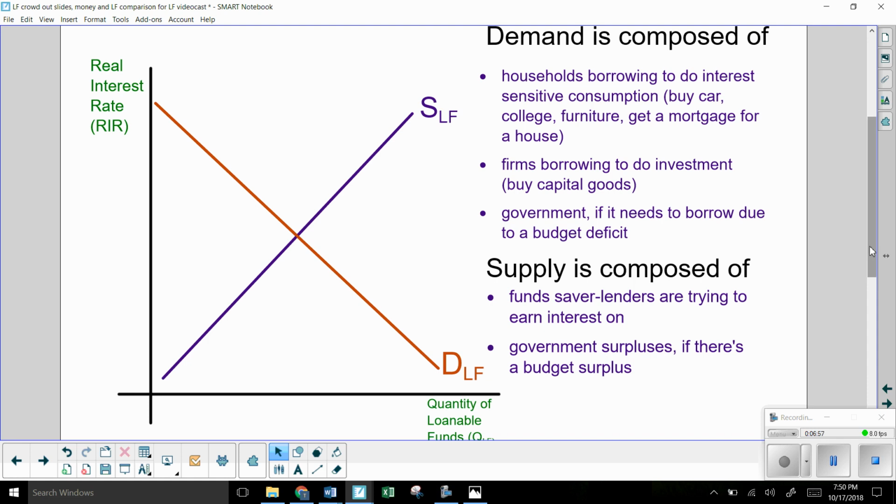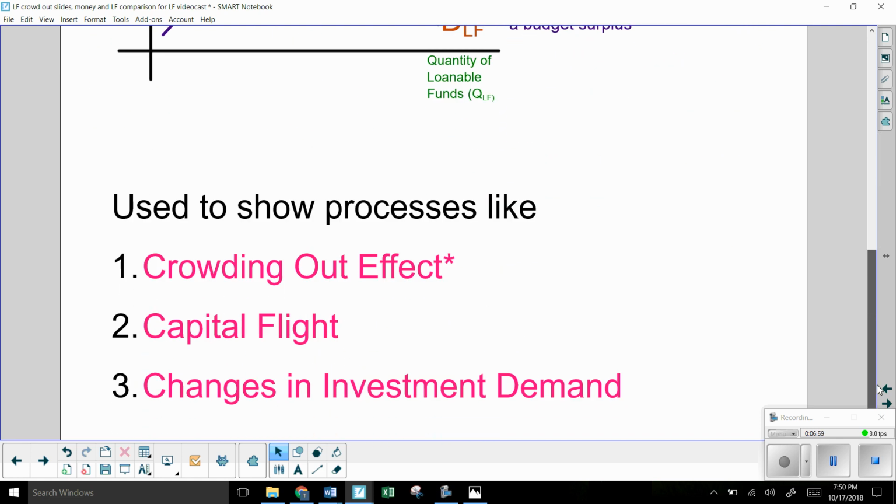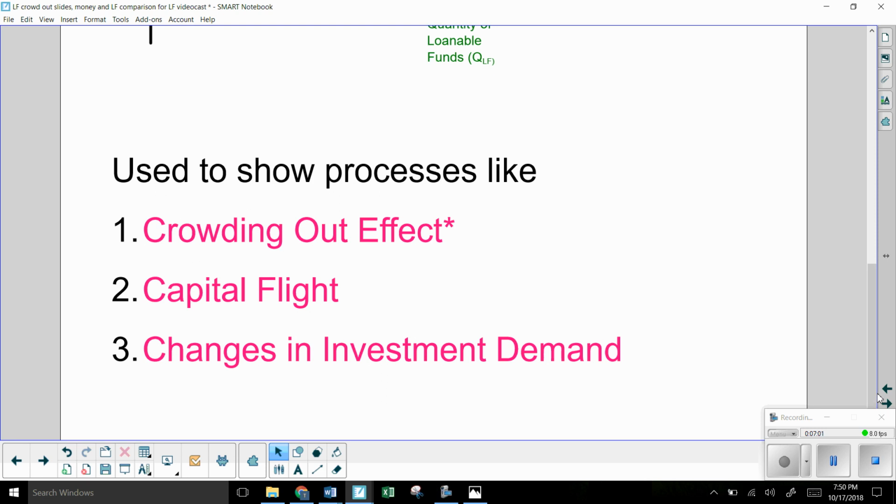Now, why do we need to use this graph? Glad you asked. Here are 3 processes that you want to be able to show in a loanable funds market. And I've got that asterisk by this thing called the crowding out effect because that is by far and away the most common thing that the AP questions will ask you to think about in the loanable funds market, or draw out if it's a free response question, in order to think about how this crowding out effect works. But we can analyze the other 2 just a little bit as well.